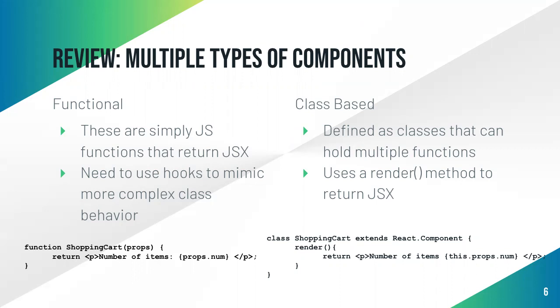And then class-based components are defined as JavaScript classes, and they can hold multiple functions, other values, things like that, and give us some more complex code we can write. We use a render method to return the JSX syntax that we display on screen. We've got the syntax examples on the bottom. They're a little bit small, but on the left side, we have that functional component that just returns a single line of JSX, and then the exact same component defined as a class, with the render method returning the JSX. They'll display the same thing, just written a little bit differently.